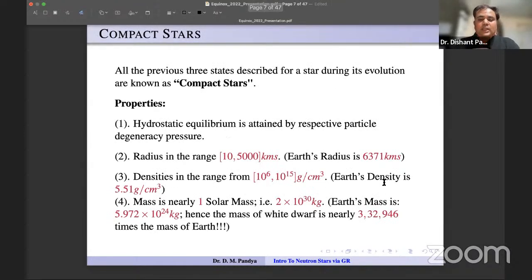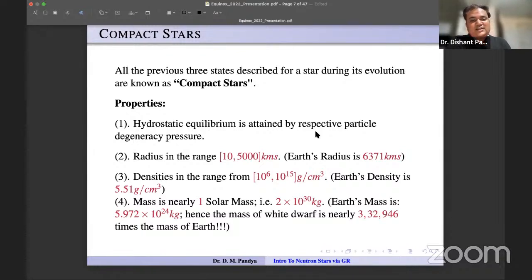Now, we have a very good category to study stars, and that category has a big name called compact stars. There are a few properties which identify that you are studying compact stars. The first property is that hydrostatic equilibrium is attained by the respective particle degeneracy pressure. The second property is that the radius of such stars will be in the range of a minimum of around 8, 9 or 10 kilometers, and a maximum of 5,000 kilometers.